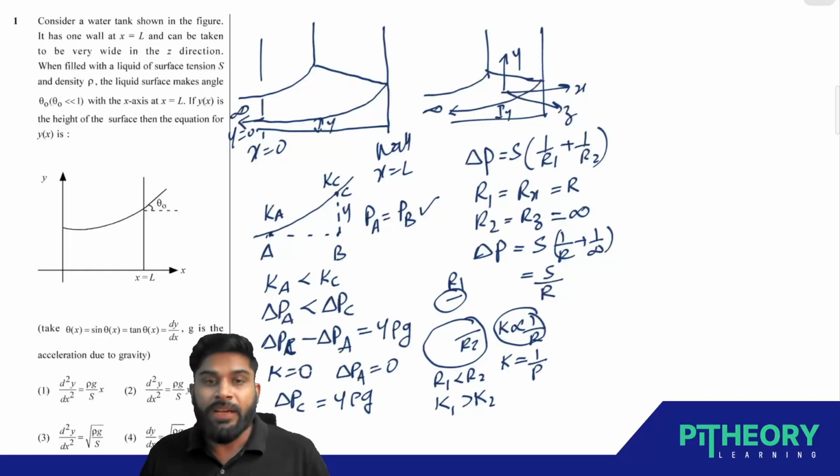Curvature is nothing but 1 by r only. That is the easiest thing. One more thing I need to note here.